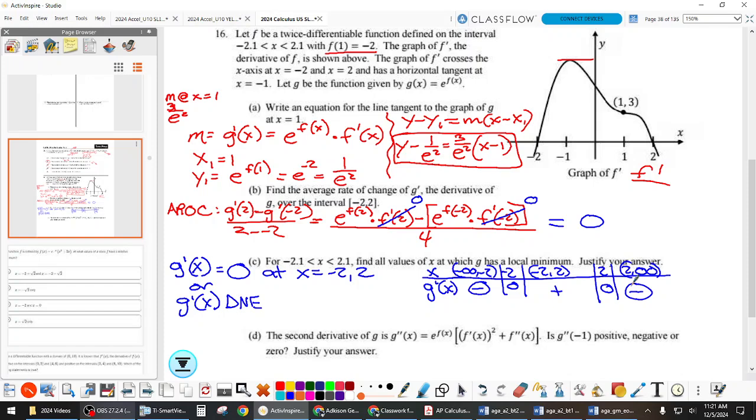Okay, local minima. Tell me what's going on. If we do our little picture, it's negative and then positive, and then negative. So how would we justify? Because g of x has a local minimum at x equals 2 because g prime of x changes sign. Good. But we have to say specifically it changes sign from negative to positive.